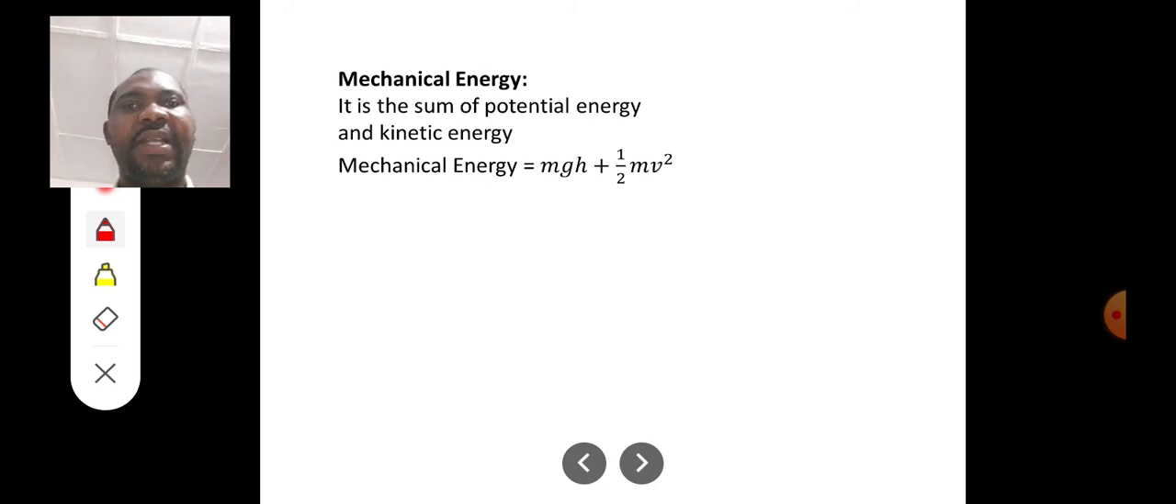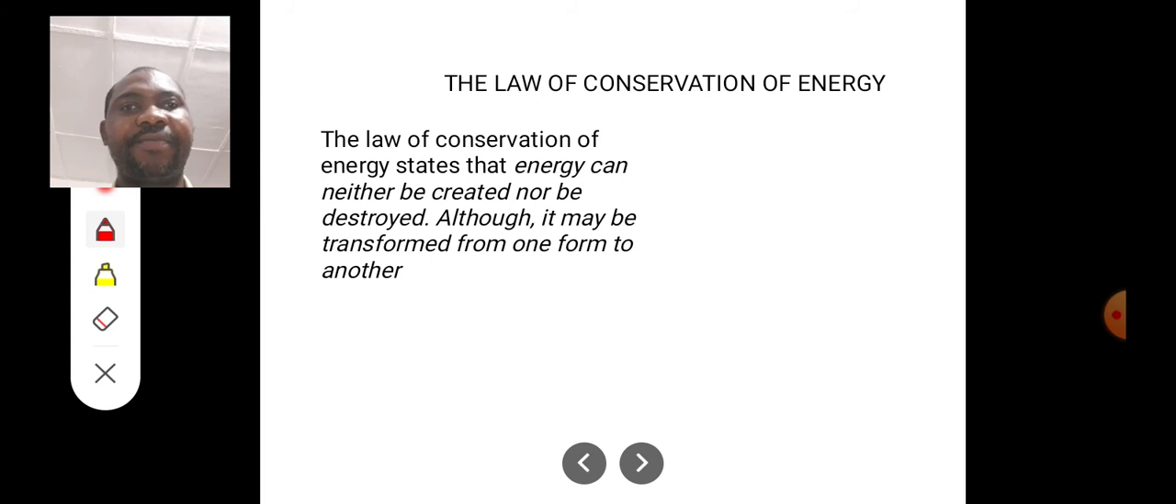Now what is mechanical energy? Mechanical energy is the sum of potential energy and kinetic energy, just like we've seen before. So potential energy is mgh, and kinetic energy is half mv squared. So please let's note that.